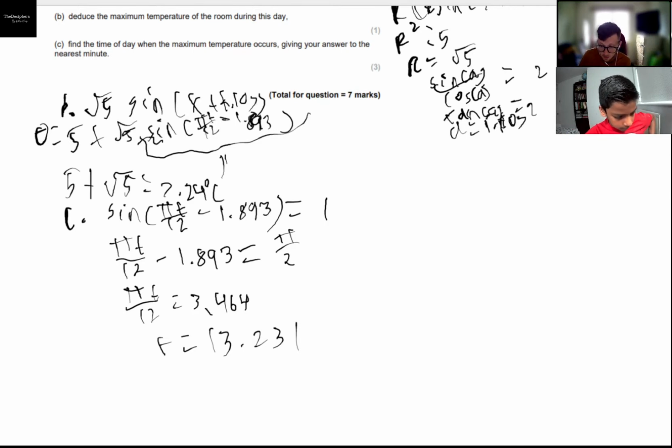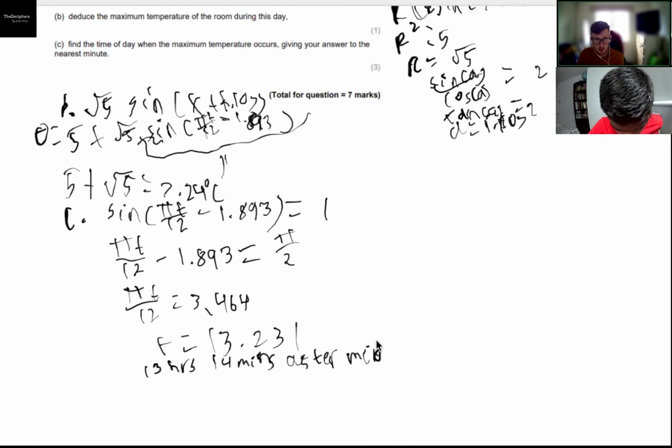So the time would be 13 hours, 14 minutes after midnight, because it's asking for the time of day. It's not just asking for the value of t, it's asking for the time of day. So you could give it as a time like 13:14 or 1:14 p.m., or you could say 13 hours and 14 minutes after midnight.